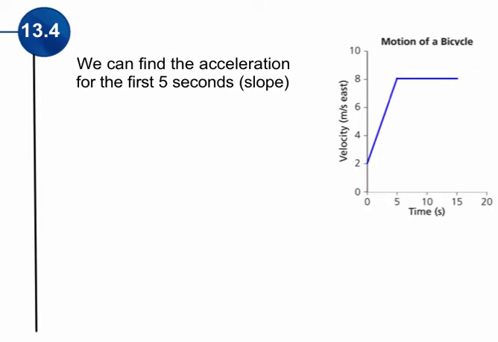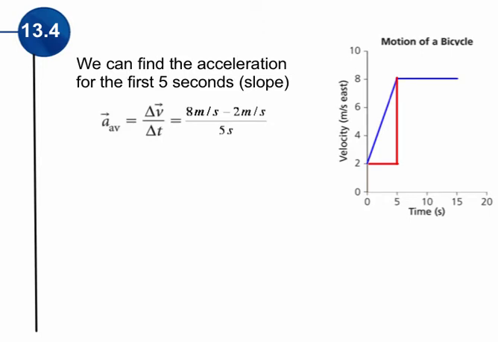So let's find the acceleration for the first 5 seconds. We want to find the slope of that graph. Now we can also find the acceleration by using our formula of change of velocity over change of time, but either way from this graph, whether we find the change in velocity or just find the rise over the run, it's still going to give us the same solution. Our final velocity is 8 meters per second, initial velocity is 2 meters per second, and we have a run of 5 seconds. And just do some simple calculations there. 8 minus 2 is 6 divided by 5 gives us 1.2 meters per second squared in the east direction. It's a positive slope, so it would be in the east direction.